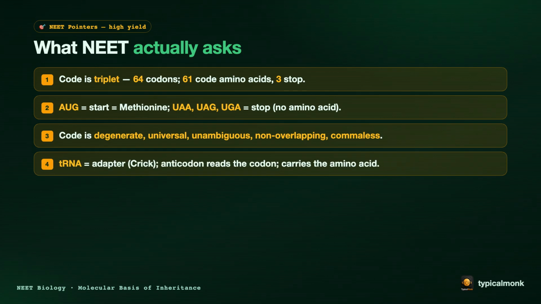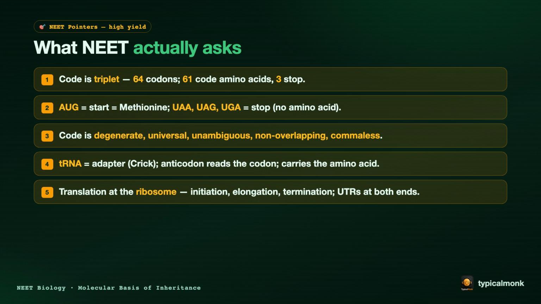4. tRNA is the adapter. From Crick, the anticodon reads the codon. It carries the amino acid. 5. Translation at the ribosome, initiation, elongation, termination, UTRs at both ends.